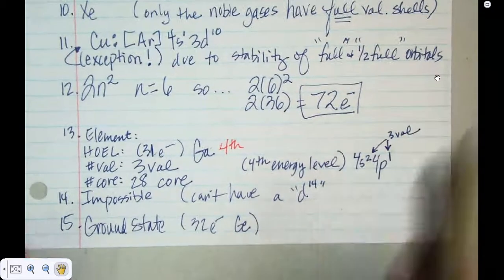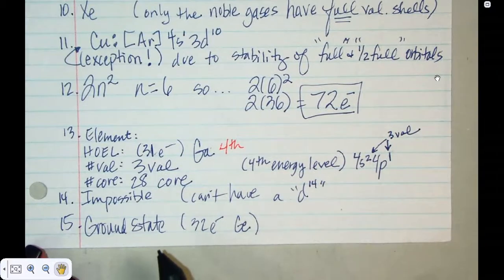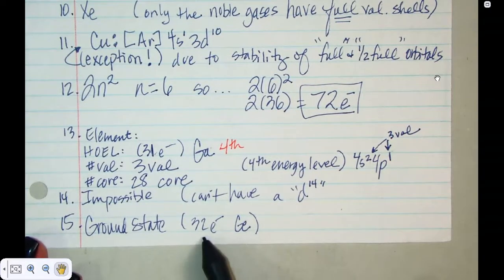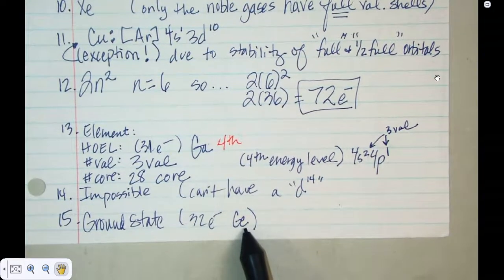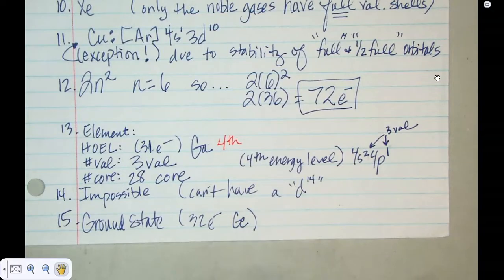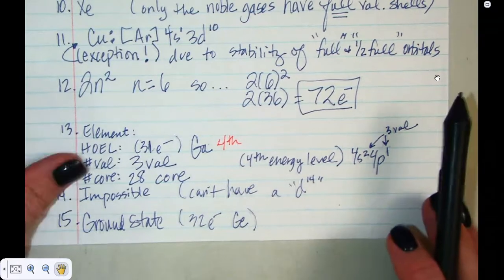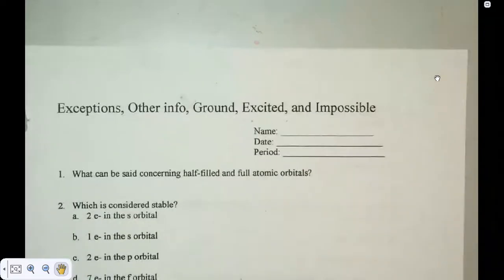15 was the ground state electron configuration. That gave you 32 electrons, and that is exactly how you would write the electron configuration for germanium. So you should have said ground state for germanium. So those are the answers to the Chapter 5 Quantum Numbers Electron Configurations worksheet. The other part of your homework was titled Exceptions, Other Information, Ground, Excited, and Impossible. So let's look at these answers next.